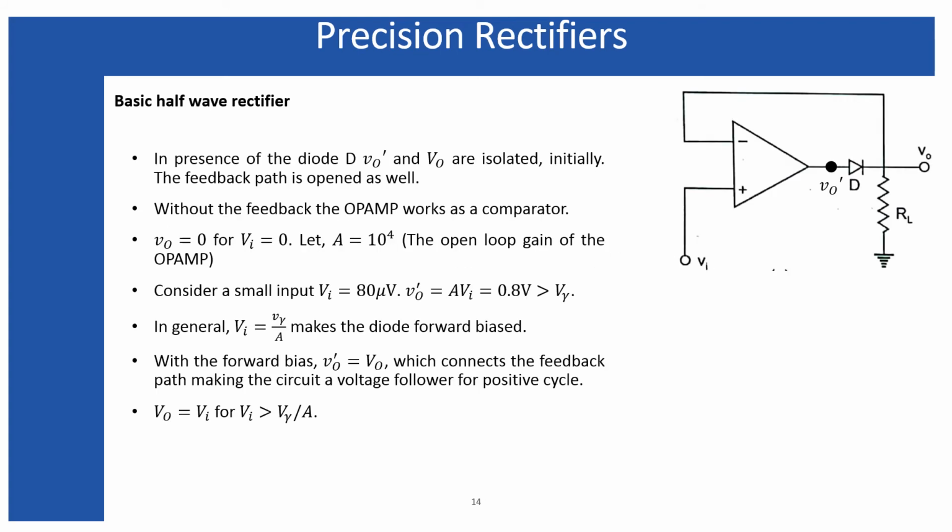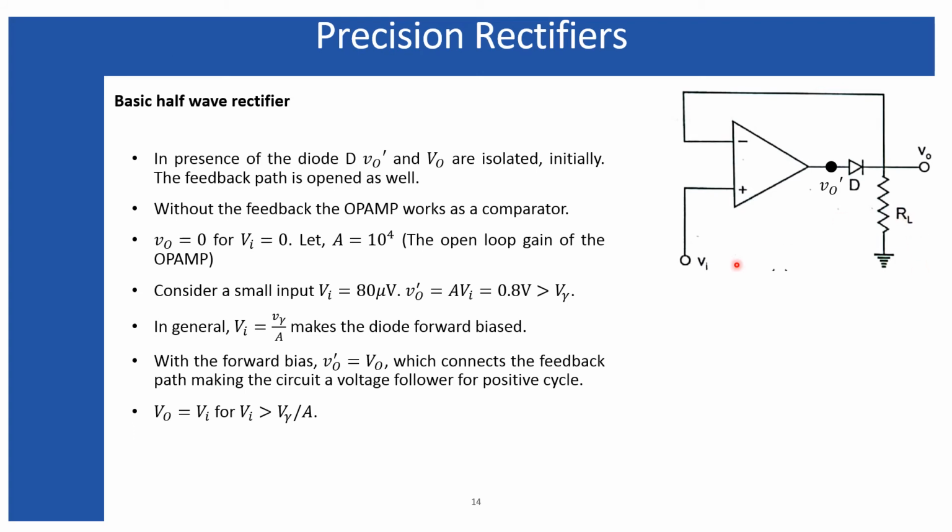First of all, I'm going to discuss the basic half wave rectifier, and this is the circuit diagram of a precision half wave rectifier. This diode plays a vital role over here. The input is applied to its non-inverting terminal. There is a feedback from the inverting terminal to the actual output, but this actual output is isolated from the immediate output of the operational amplifier, V0 dash, by this diode. So until this diode becomes forward biased, this V0 dash cannot be connected with this V0.